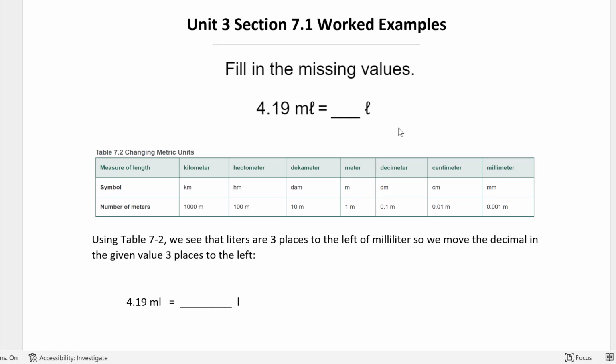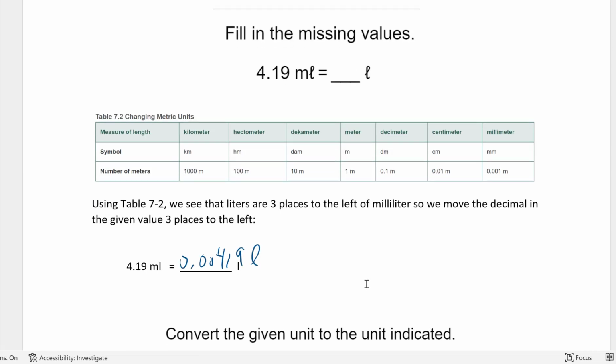When I do that, it's going to go over to in front of the 4, and then I'm going to add 2 zeros. So it's going to be 0.00419, and I'm running out of space there, liters. So 0.00419 liters is equivalent to 4.19 milliliters.